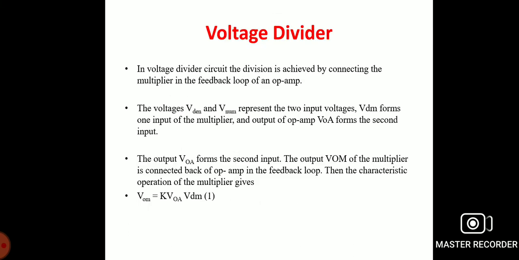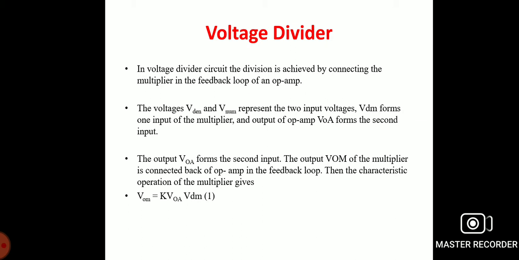Now we move on to the voltage divider using the AD633 analog multiplier IC. In the voltage divider circuit, the division is achieved by connecting the multiplier in the feedback loop of an operational amplifier. The denominator voltage and the numerator voltage represent the two input voltages. So the denominator forms one input of the multiplier, and the output of the operational amplifier, VO, forms the second input.